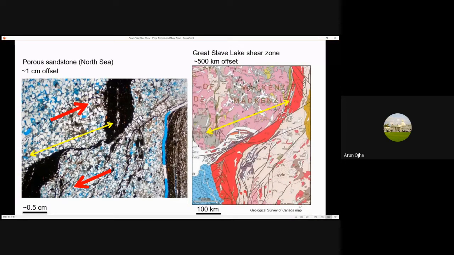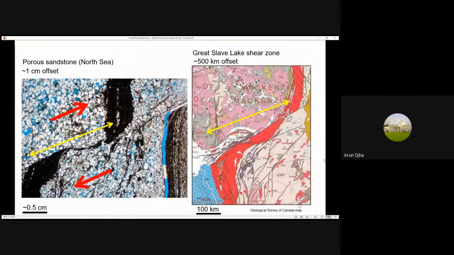We can see the offset and the smearing of the material. In the figure to my left, we can see the black colored rock got smeared out because of the lateral movement of these two blocks with just half centimeter of offset. And to my right, you can see the offset is around 500 kilometers. So the shear zone to my right is around a 500-kilometer long shear zone, and the shear zone to my left is a shear zone in millimeter to centimeter scale.